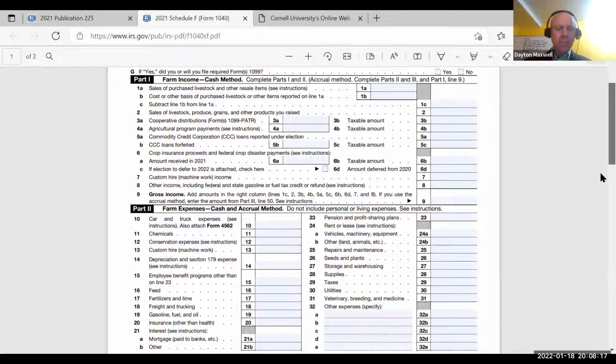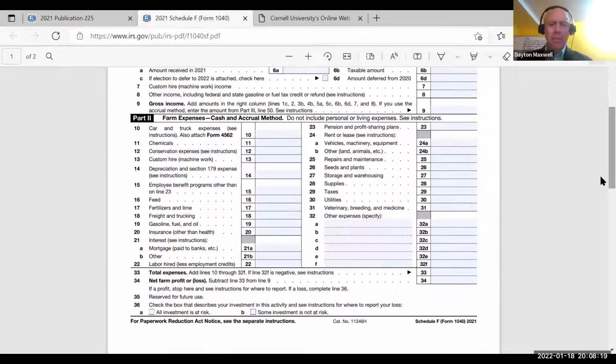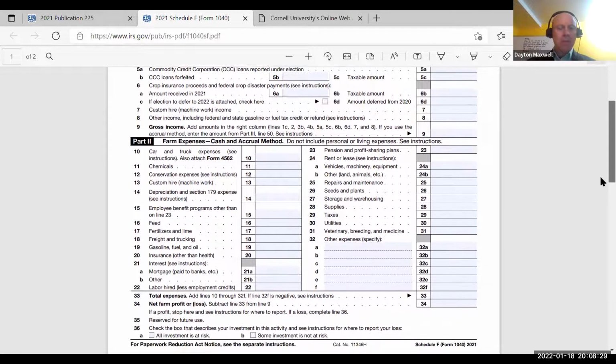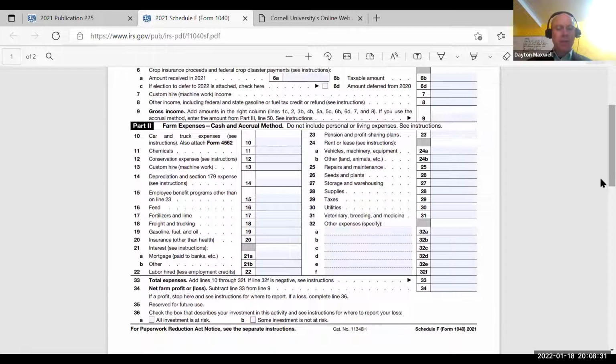However, when you're building a chart of accounts on the expense side, I often recommend that people refer to the expenses here for a good chart of accounts, because if you keep your records like part 2 of the Schedule F, farm expenses, it really works well from a record keeping and also tax preparation standpoint. And these are pretty good. Car and truck expenses, chemicals, conservation.